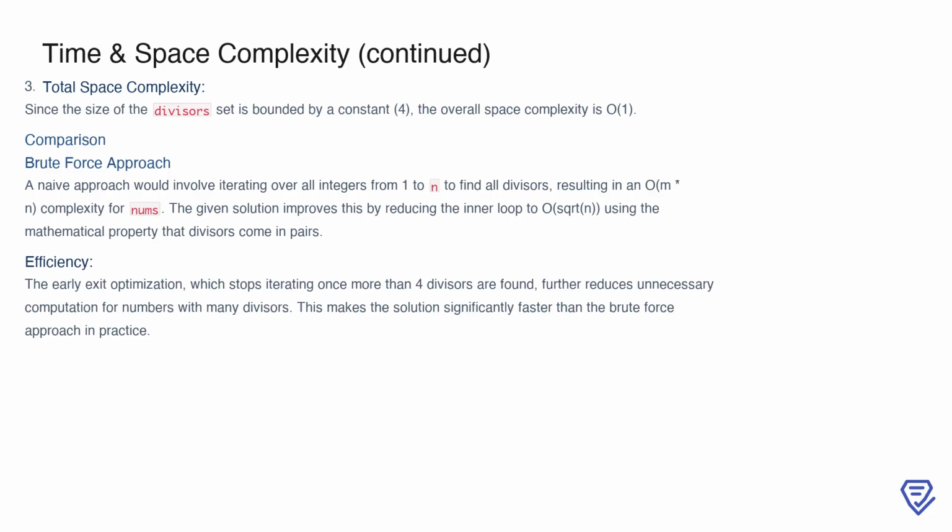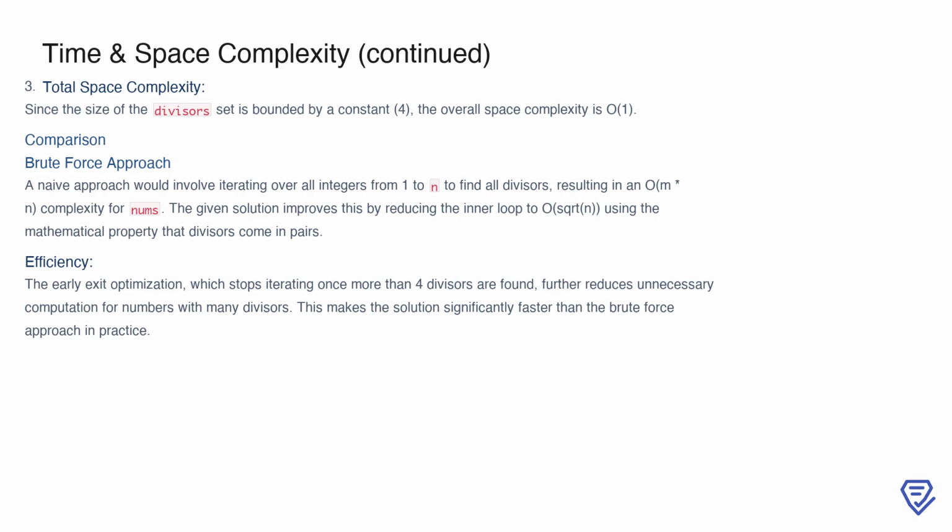To put this into perspective, let's compare this with a brute force approach. In a naive method, we might iterate over all integers from 1 to n to find all divisors, leading to an O(m * n) complexity for the entire input list. The current solution, however, improves upon this by leveraging the mathematical property that divisors come in pairs, reducing the inner loop complexity to O(sqrt n).